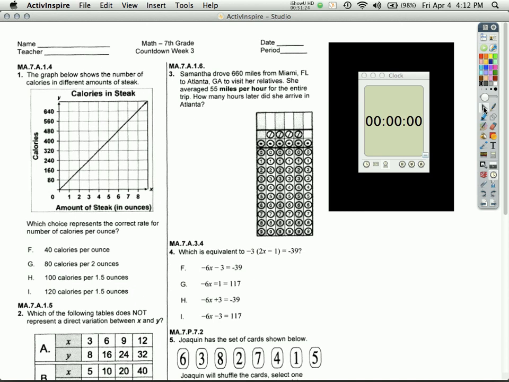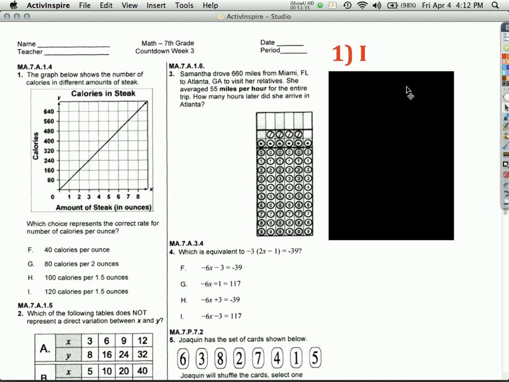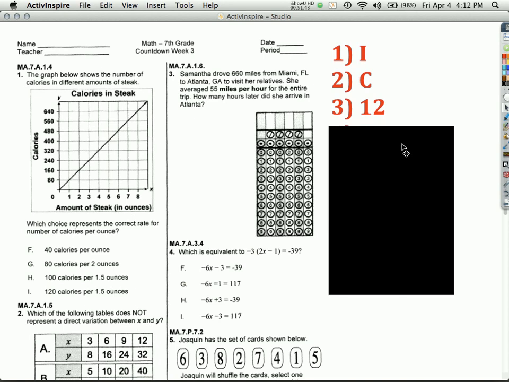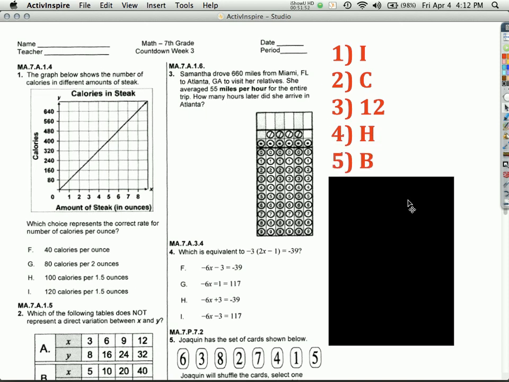All right. Color pens up, pencils down. Last chance to maintain or improve. Here we go. Number 1 was I, and that was one of the questions that was a slightly higher level. Number 2 was C. Number 3 was 12, and number 3 was slightly easier than the other ones. Number 4 was H, and number 5 was B. And that one was only slightly harder because of one little detail.